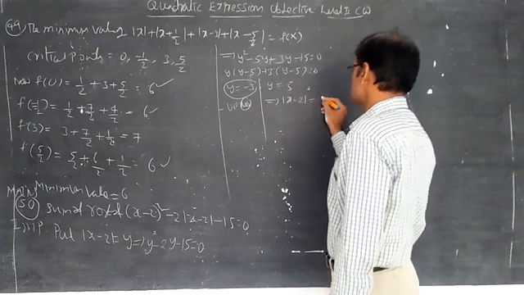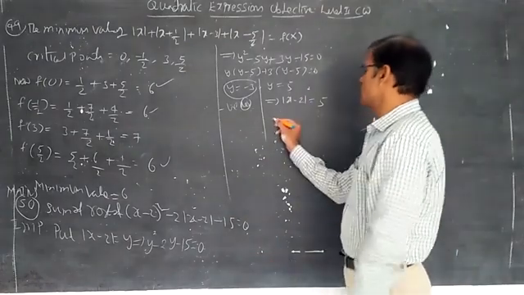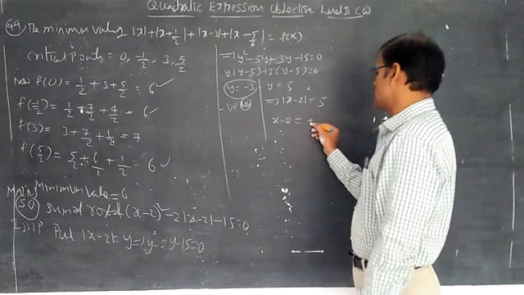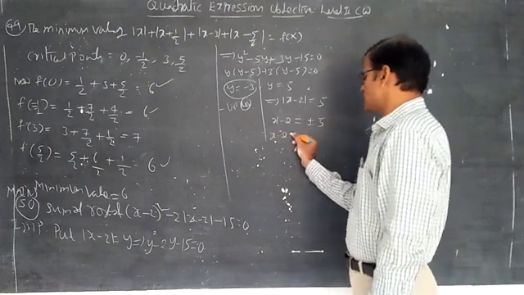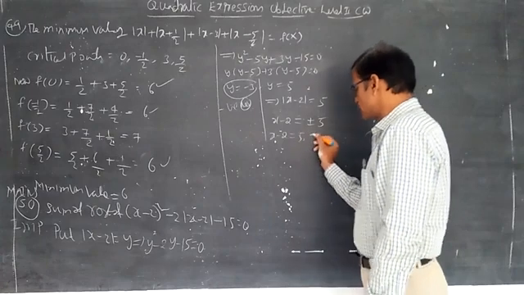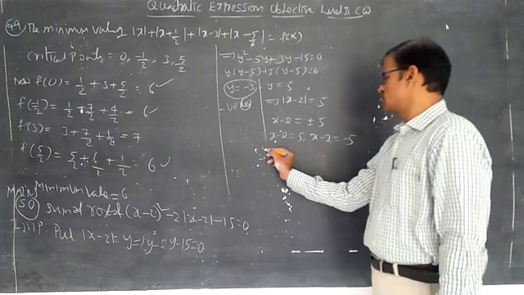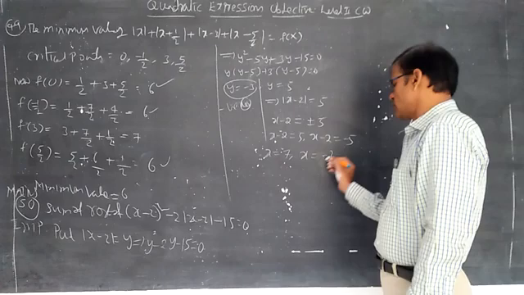That implies modulus of x minus 2 is equal to 5. Of course, eliminating the modulus, you can write x minus 2 is equal to plus or minus 5. So x minus 2 is equal to 5 is the first case and x minus 2 is equal to minus 5 is the second case. So x is equal to 7, x is equal to minus 3.